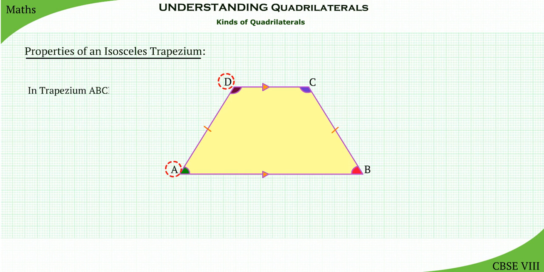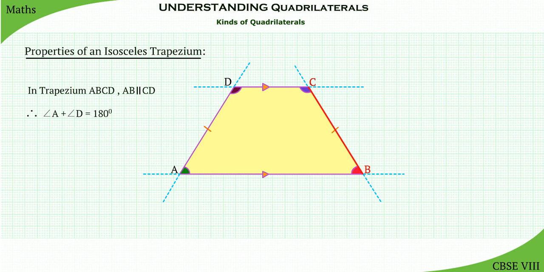We know that AD is a transversal. AB is parallel to DC. Angle ADC and angle BAD are pair of co-interior angles. What would be the sum of co-interior angles? 180 degrees. Therefore, angle A plus angle D is equal to 180 degrees.